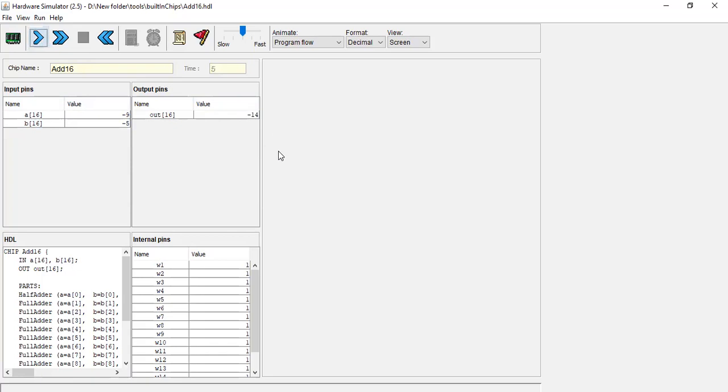So this is the output of our simulation if we do manual checking. Any arbitrary value can be input here, decimal or binary. So we could use the binary equivalent for negative 9 and the binary equivalent for negative 5. So this is the 16-bit adder. Okay?